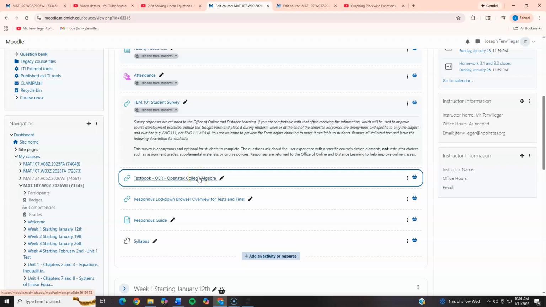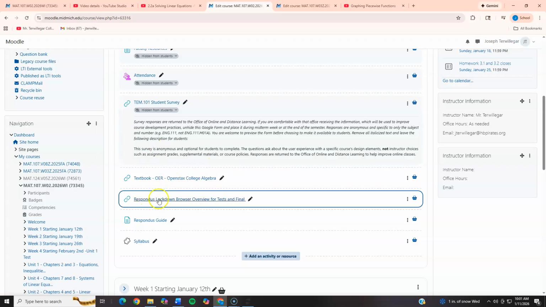We are using an online textbook. You do not need to buy a textbook. And I will say the textbook is a great resource, but I don't give any assignments from it. It is a good place to get extra examples or if you're stuck on something, okay?